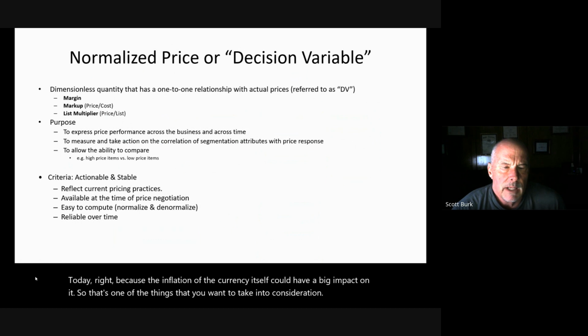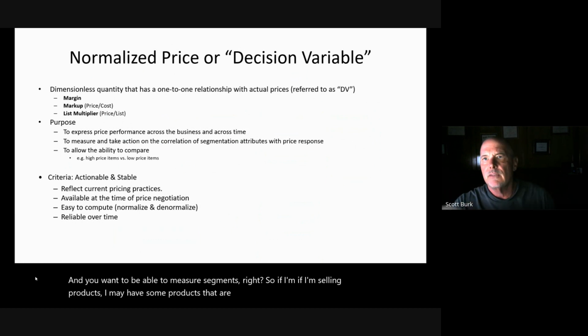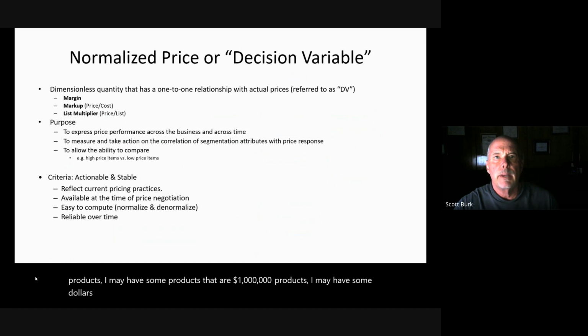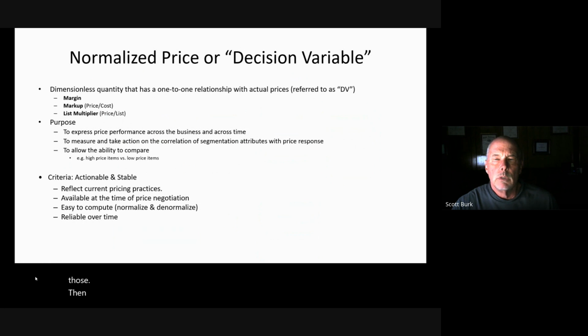And you want to be able to measure segments, right? So if I'm selling products, I may have some products that are $1 million products. I may have some that are penny products. So how do I compare those? Well, if I normalize those, at least based on the cost it takes me to produce those, then I have a much more comparable metric between those segments.